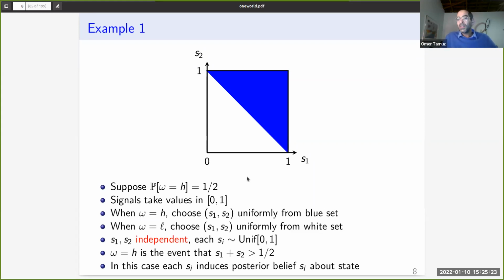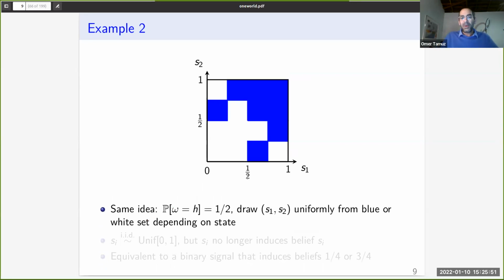One of the questions that we'll ask is, which pairs of distributions on 0, 1 correspond to some private-private information structure? That's the feasibility question. Which distributions on beliefs can I get like this? And obviously I can't get any distribution on beliefs, because, for example, I can't get completely revealing signals, where the distribution is, with probability half one, with probability half zero.